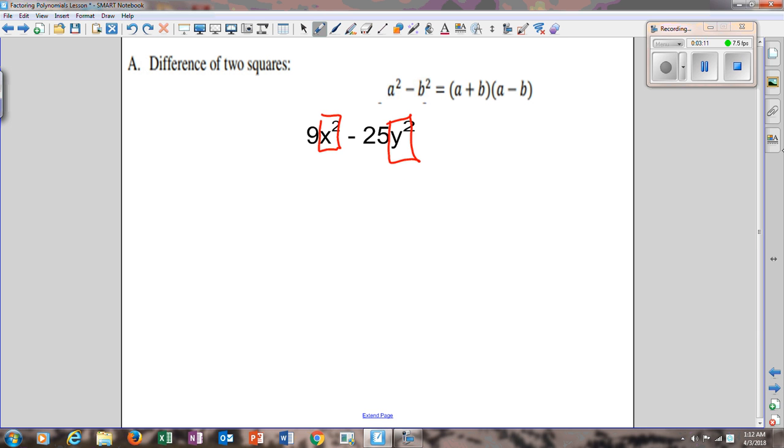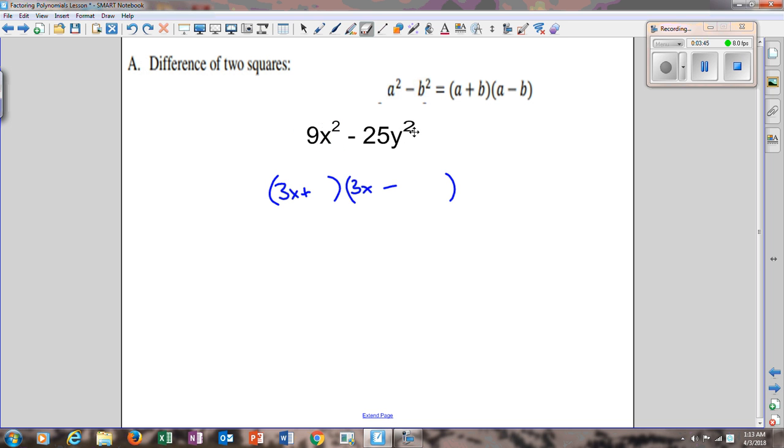And then each of the numbers has to be a perfect square too. 3 squared is 9, and 5 squared is 25. So it has to be something that's a perfect square. Now we can factor this out. And so it's what multiplies to give you 9x squared, which has got to be a perfect square, which is 3x and 3x. Then you do a plus and a minus, and that's going to be the case every time for a difference of 2 squares. It's going to be a plus and a minus.